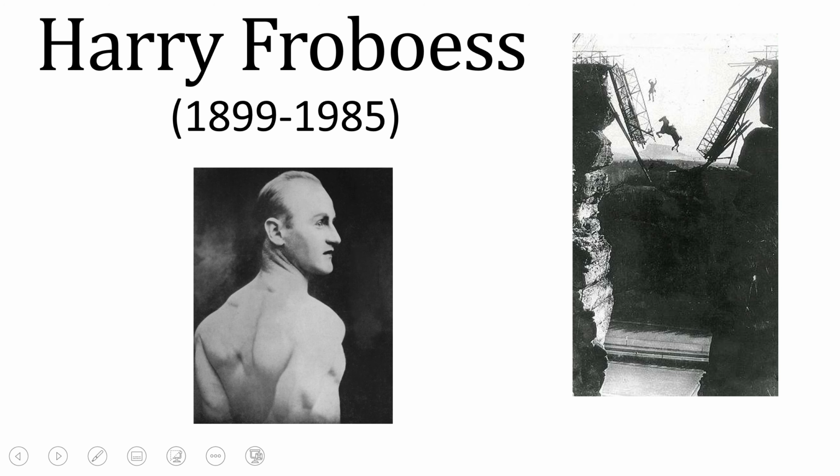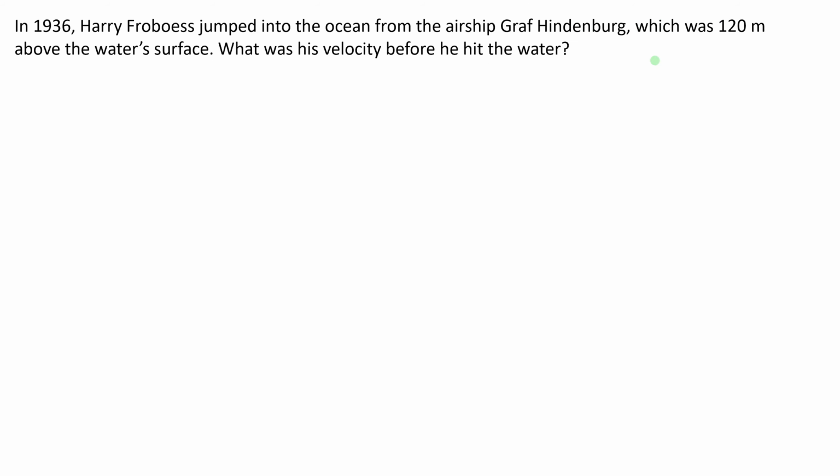Harry Frobos. I'm sure I'm saying that wrong. So Harry Frobos is a famous stuntman from the silent film era who would do really large drops into water, typically with a horse that was also dropping with him. Like this horse is actually falling down. Pretty cruel. Anyway, in 1936, Harry Frobos jumped into the ocean from the airship Graf Hindenburg, you know, the thing that caught on fire, which was 120 meters above the water's surface. What was his velocity before he hit the water? And obviously, we're going to ignore air resistance.